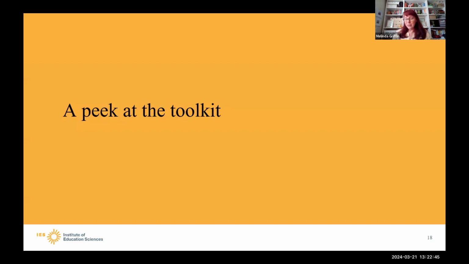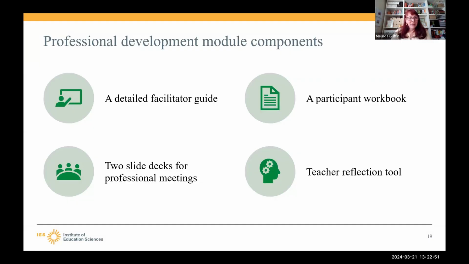All right, so let's take a peek at the toolkit itself. So within the professional development modules, there's several components. We have a detailed facilitator guide. There are 2 slide decks that are already developed for leading those meetings with teachers. There are participant workbooks that teachers will have to do the work and thinking as they go through the process, and then the teacher reflection tool as well.